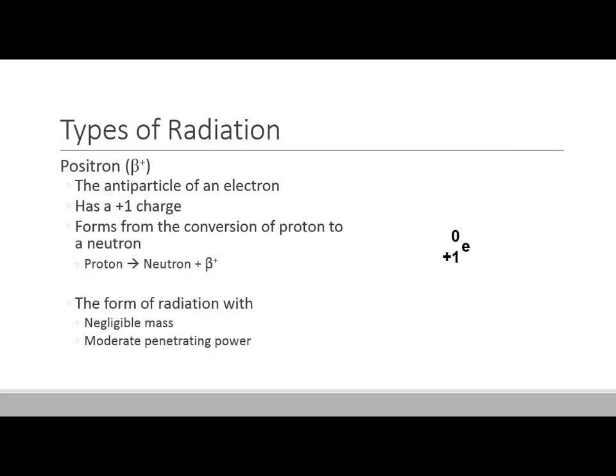The next type of radiation is actually just a subset of the previous type, which was beta particles. So positrons are sometimes written beta plus, or they could be written 0 plus 1e. And these are actually antimatter, right? This is the antiparticle of the electron, which means equal mass but opposite charge. So an electron has a -1 charge, a positron has a +1 charge. These actually come from protons turning into neutrons. So a proton will radioactively decay, turn into a neutron, and emit a positron in the process.